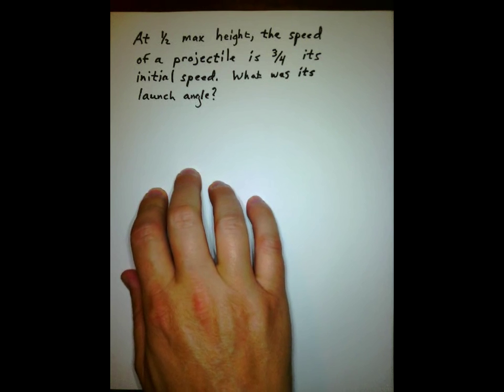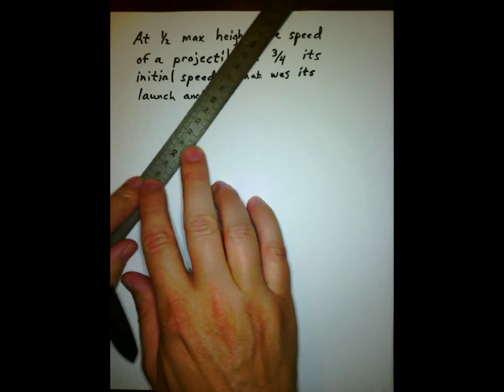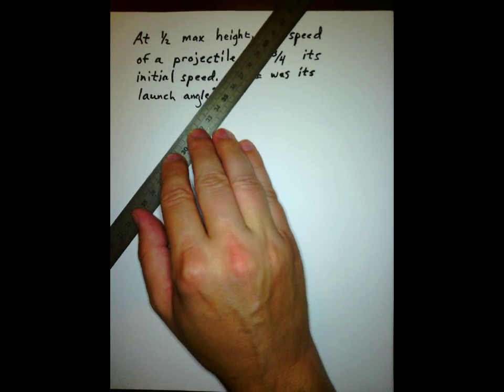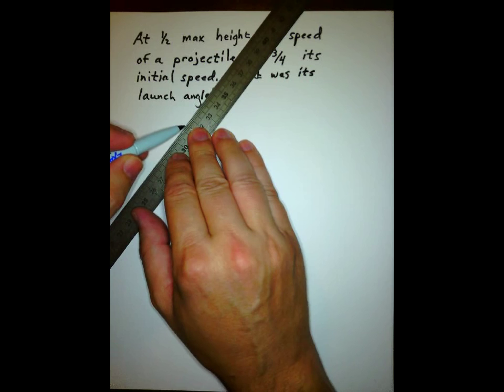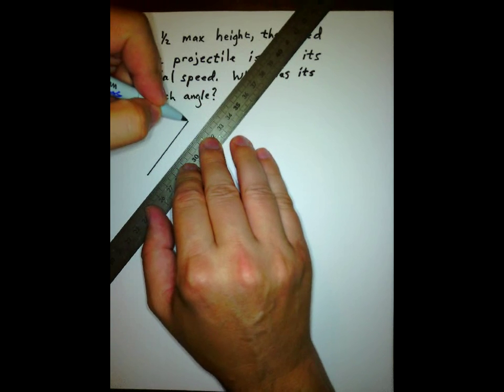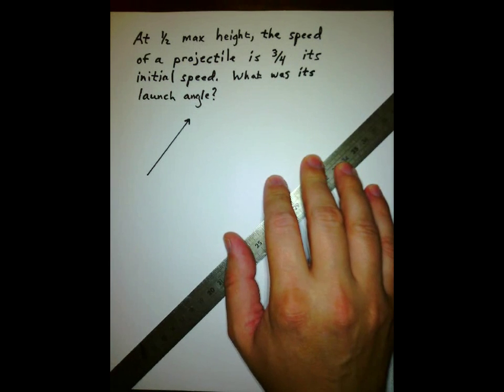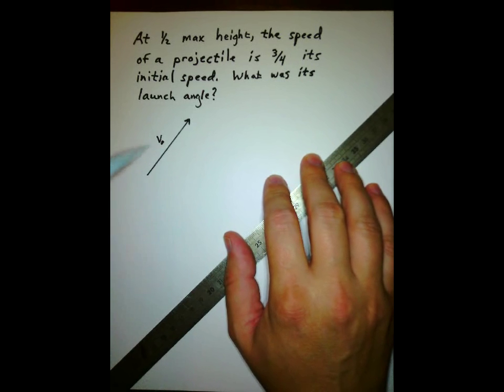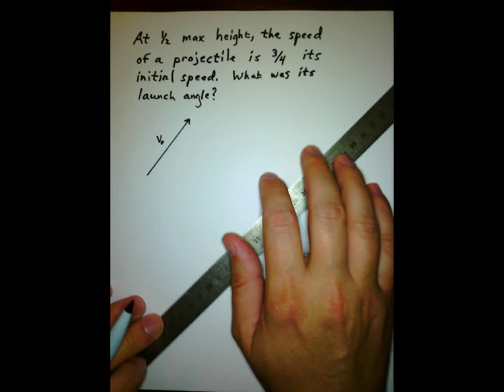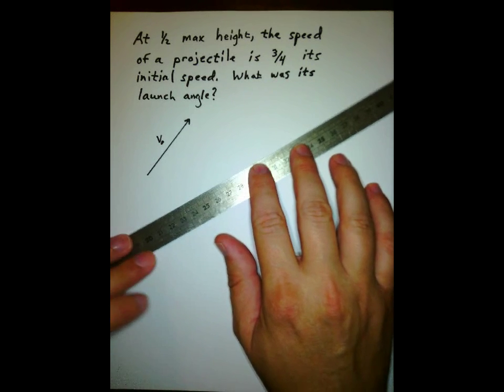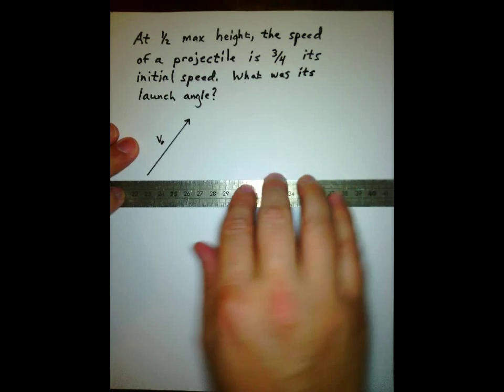Okay, so first of all, let's draw a vector that represents the speed. Alright, so there's my vector, and the initial speed is going to be v naught. If they had given us a number, we would see that number right there, right? If it was 20 meters per second, we would have 20 meters per second right here. But they didn't do that, obviously.